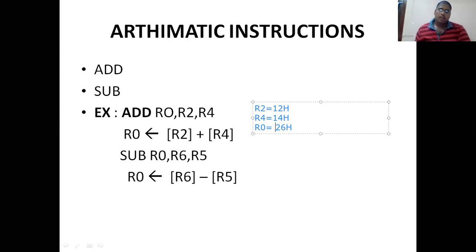Here let us assume R2 is equal to 12 and R4 is equal to 14. Then these two values are going to be added, and the result is going to be stored in R0, which was prescribed in the first format. If I write R6 here, then these two values are going to be added, and the result is going to be stored in R6. If I specify R5, the result is going to be stored in R5. That is the concept of addition. A similar concept applies to subtraction also.